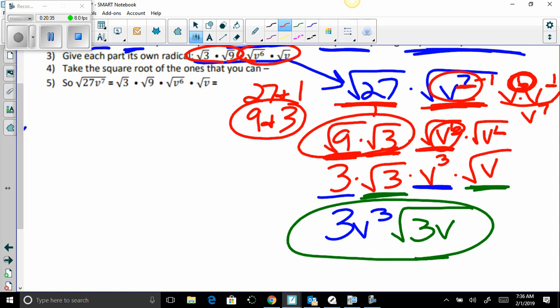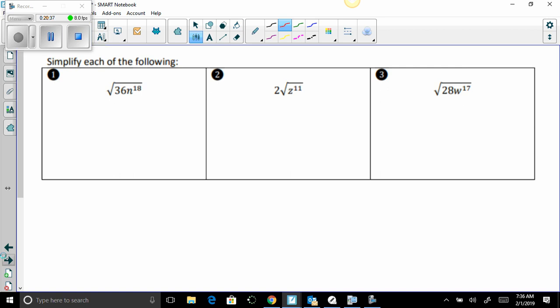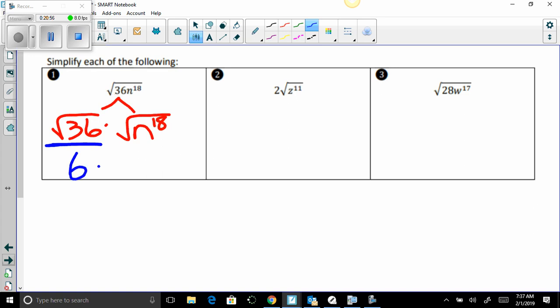Let's try some completely on our own. All right, √(36 n^18). Separate them. 36 gets its radical, and n^18 gets its radical. Do you have perfect squares? Is this a perfect square? It is. The square root of 36 is 6.